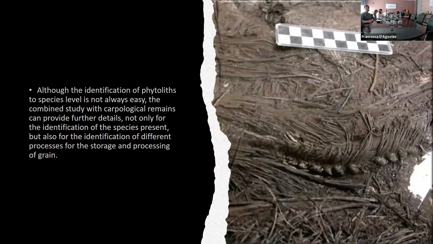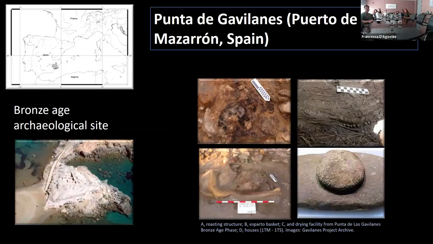Although the identification of phytoliths to the species level is not always easy, as we said, the combined study with archaeological remains can provide further details, not only for the identification of the species, but also of different processes, for the storage and processing of grain. This is an example that I like very much, but unfortunately we couldn't publish it yet because we were waiting for isotopes, and I don't know what the situation is now. But our part was really nice.